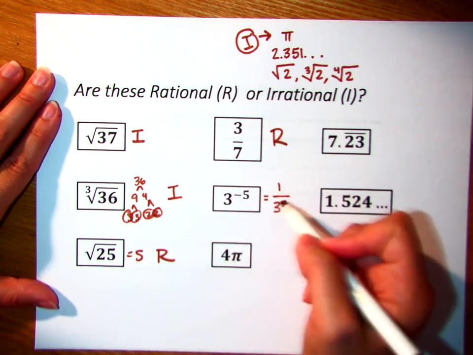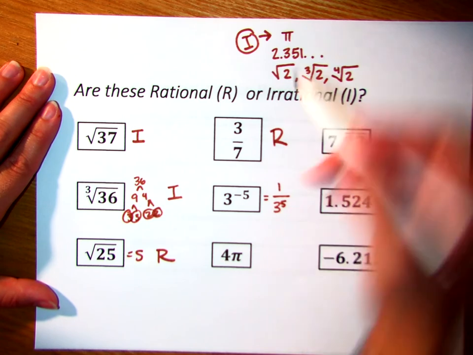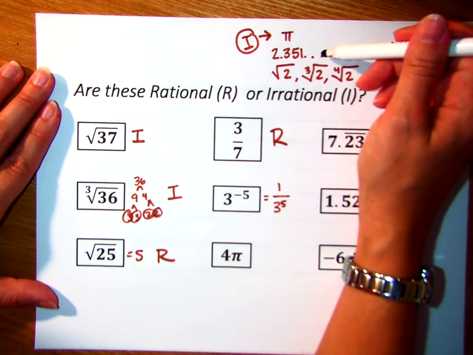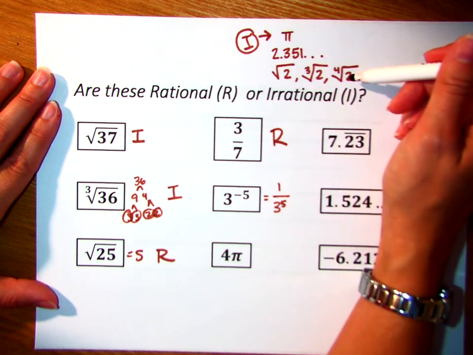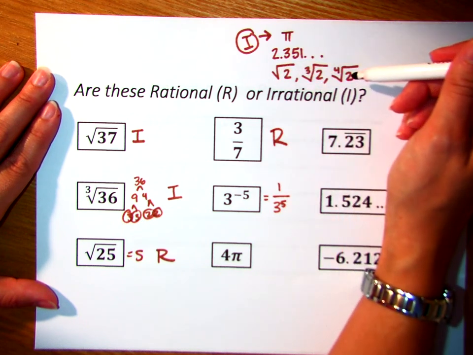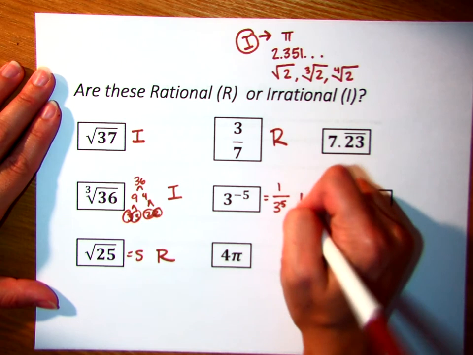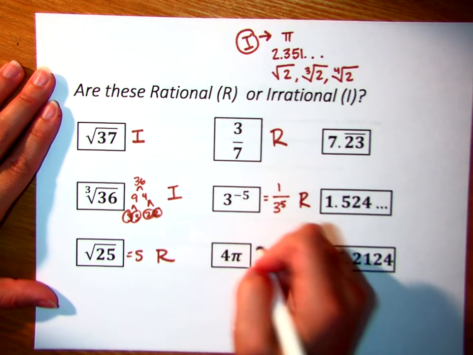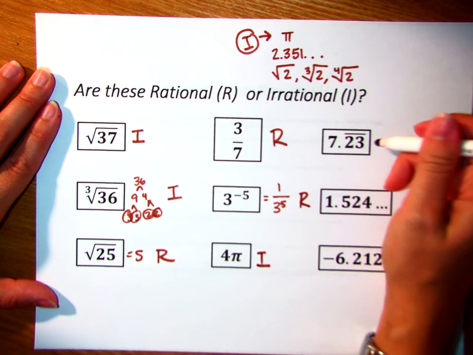Regardless of which form it is, let's ask some questions. Is that pi? No. Is that a non-terminating, non-repeating decimal? It looks just like this? No. Is it a square root, cube root, fourth root, anything like that? Something that's not perfect? No. I just said no 3 times. That means it has to be rational. Here I see a pi. That's an automatic irrational.